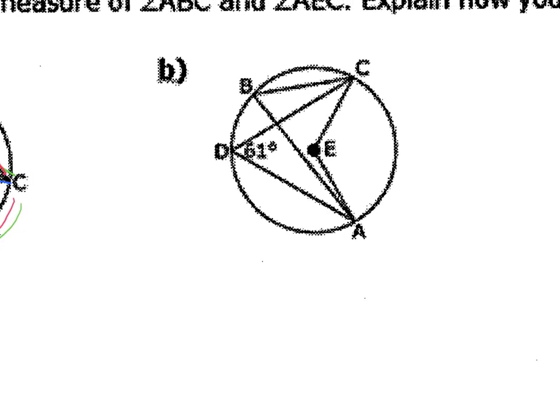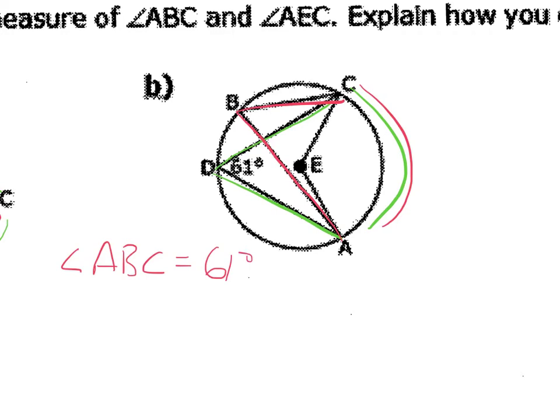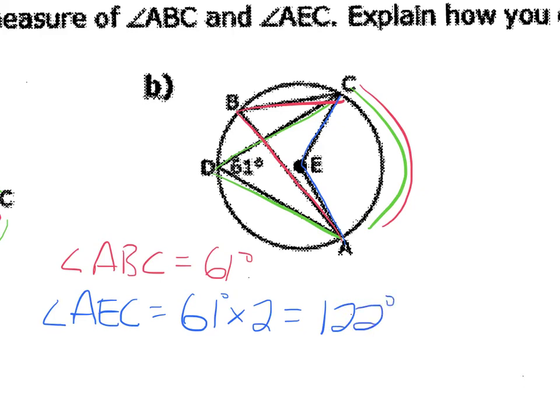Now for B, this time you're given one of the inscribed angles right there. ABC is also an inscribed angle along that arc. So angle ABC will be 61 degrees. And then angle AEC is a central angle. So to find the angle here, 61 times 2 will be 122 degrees.